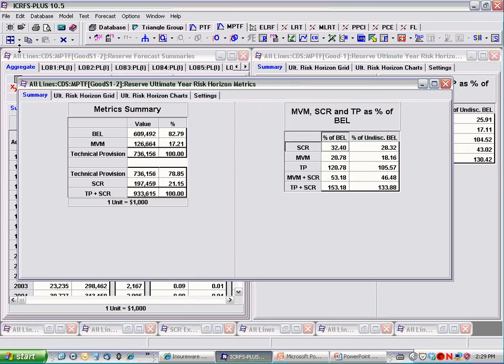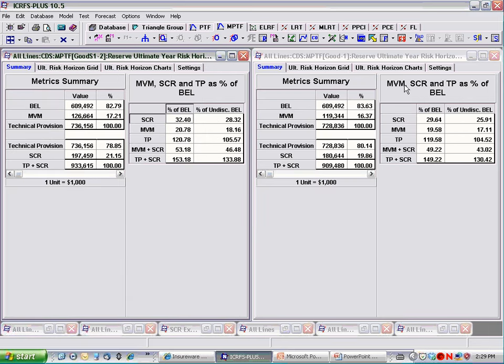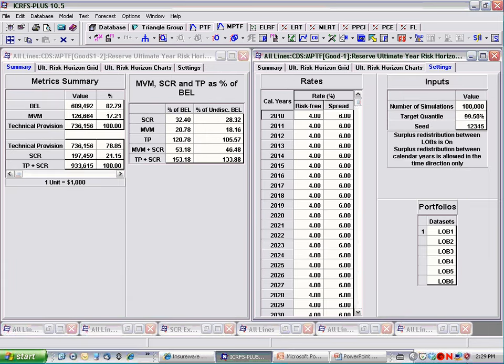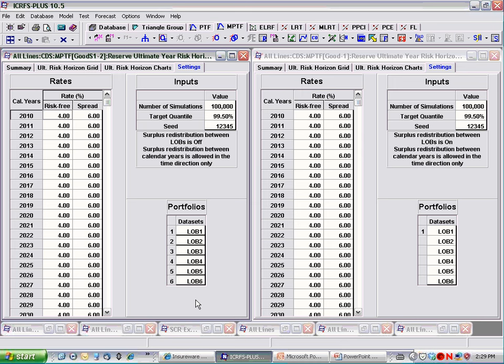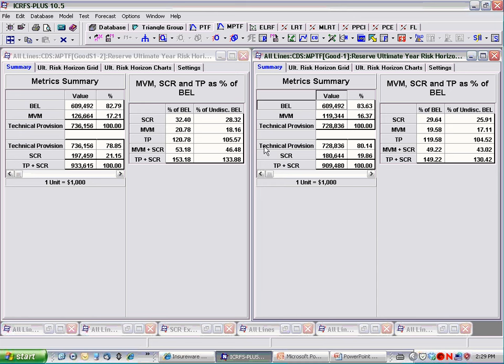So let's look at the differences. Okay, on the right, what are the settings? LOBs is on, so there's redistribution. There's only one portfolio. On the left, each LOB is actually ring-fenced. There's no fungibility across LOBs. Let's look at it by summary. In terms of total capital at inception, it's 133% versus 130.